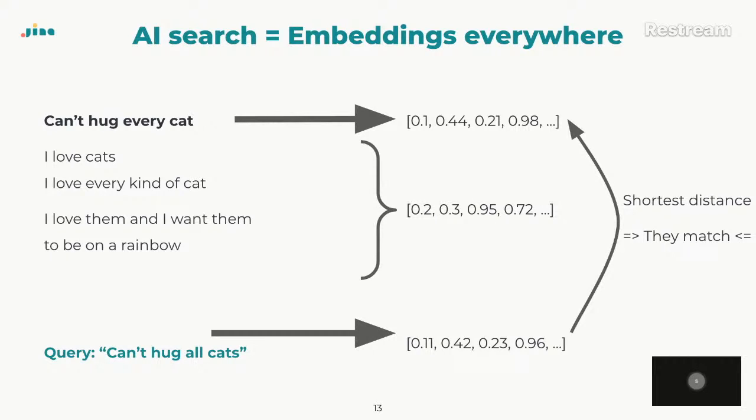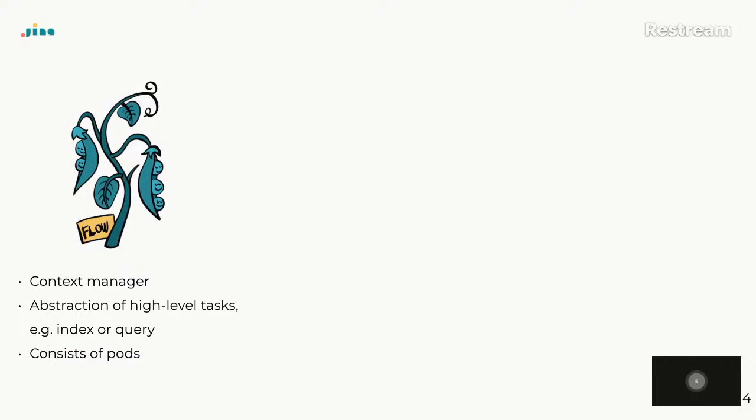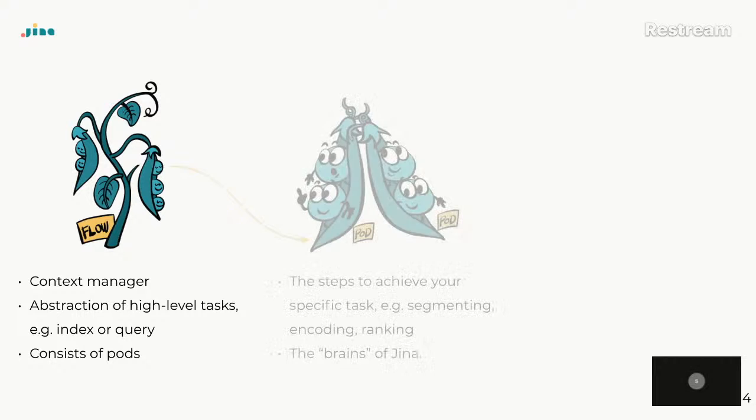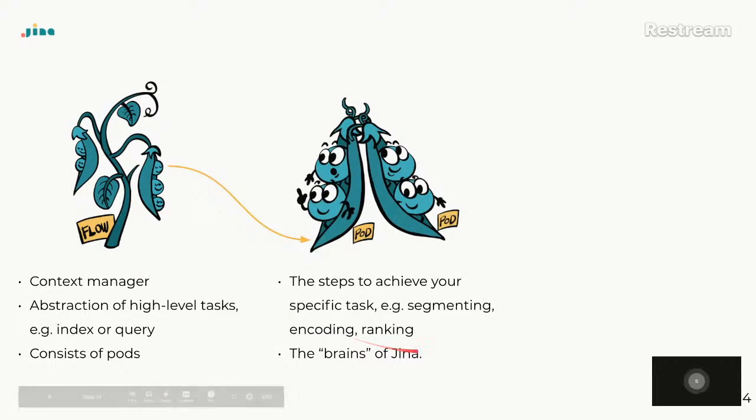So in Jina, we have something that already takes care of much of this stuff, and this is the flow. Think of the flow as the abstraction of this indexing and query time that we talked about before. The flow is going to manage this for us, which is nice. It's a context manager, and it's formed of pods. The flow is going to manage the pods, and the pods are the ones who are doing the tasks that we said before.